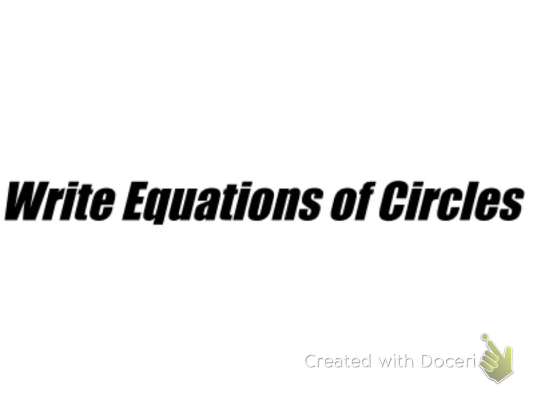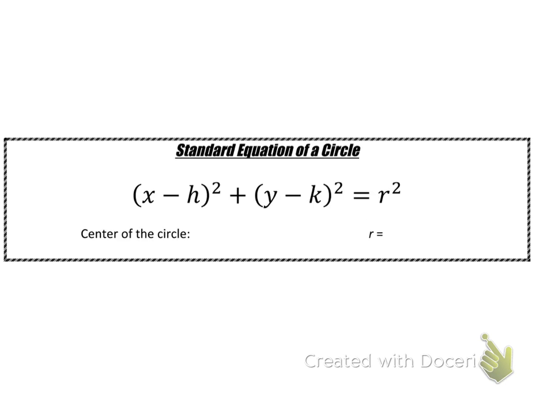Alright, so today we're going to talk about writing the equations of circles. So here we have our standard equation of a circle, which is (x - h)^2 + (y - k)^2 = r^2. So the center of my circle is (h, k), those values right there. Notice they are opposite the values inside since I'm subtracting in the equation, but my values are positive for the center.